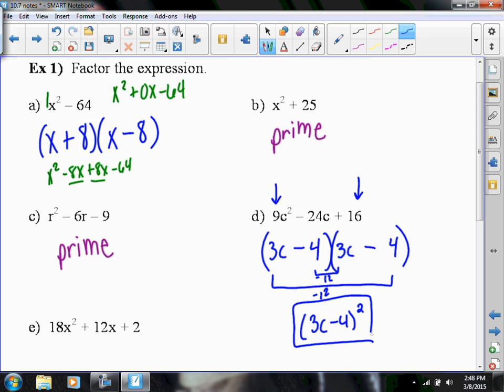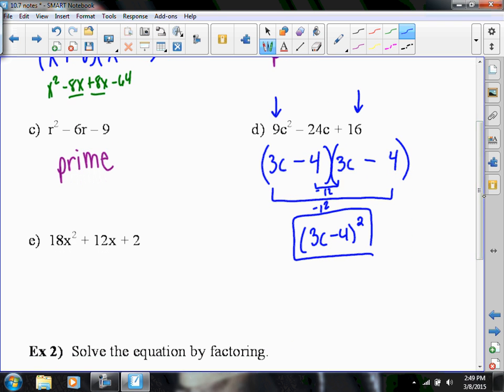Now, if you didn't do that, if you just left it 3c minus 4 times 3c minus 4, technically that's correct. These are the exact same thing. It's just the answer in the box here is more condensed. It's more mathematically precise. Okay, but if you forget to do it, we're not going to count it wrong because you did the hard work and you did factor it correctly. Okay.